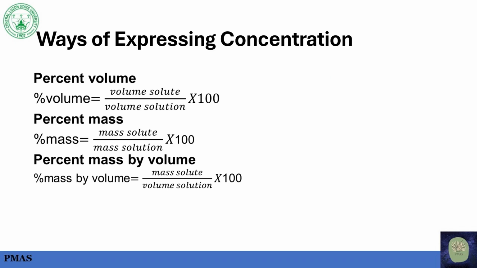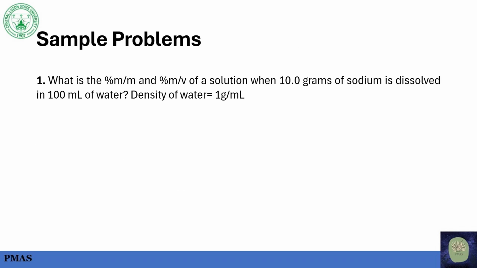The first way of expressing concentration is as a percentage of solute in solution, either by volume, by mass, or a combination of mass by volume. Okay, now let's use that to solve some sample problems.